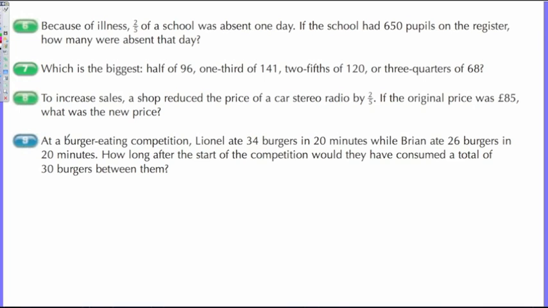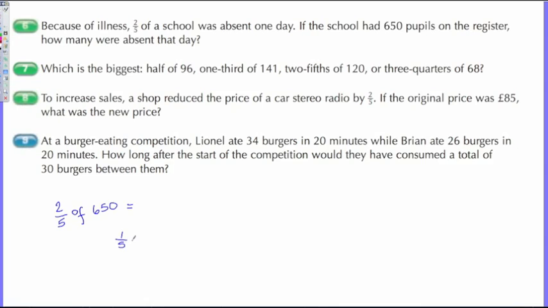Okay, in these next questions it says, because of an illness, 2/5 of a school was absent one day. If the school had 650 pupils on the register, how many were absent that day? So we want to find 2/5 of 650. Okay, if we had 1/5, 1/5 would mean that we take our total amount and we divide it by 5. 2/5 means that we have 2 lots of that 1/5.